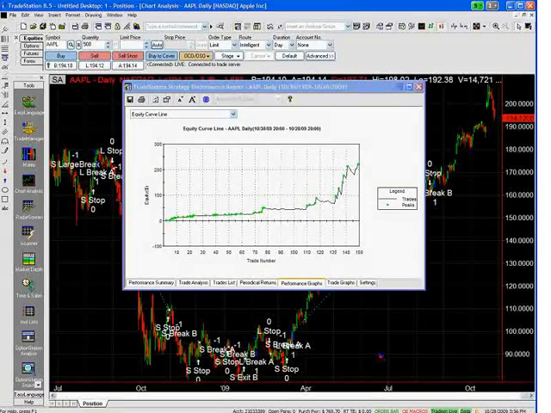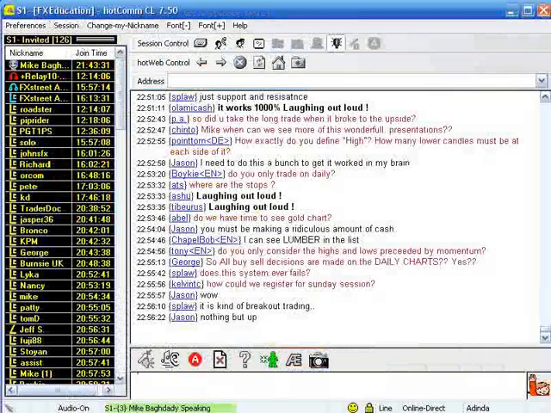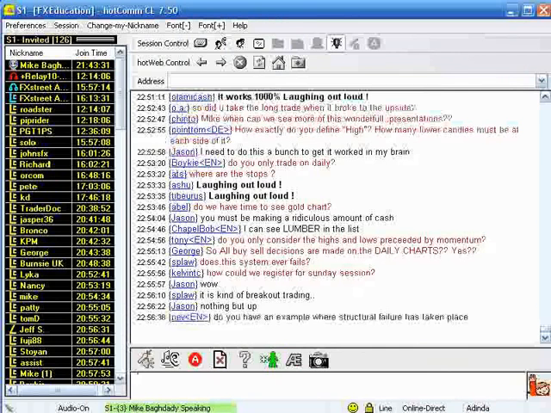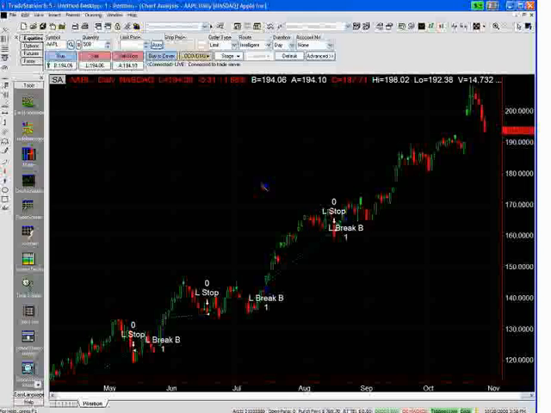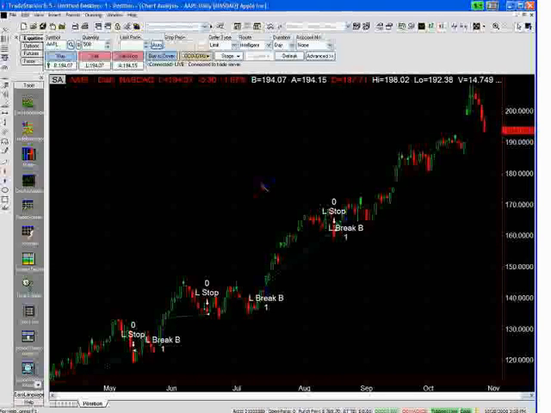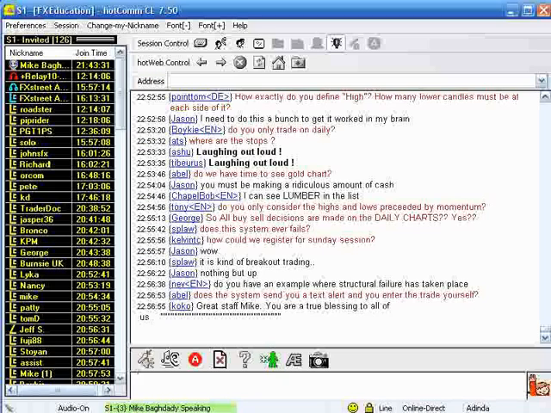Whatever makes me money or whatever makes you money, use it. The question is, you cannot trade breakouts all the time. You need to trade the right market condition, and that's how you maximize your profit. Because if you're buying support and selling resistance, do you have an example where the structure failure has taken place?